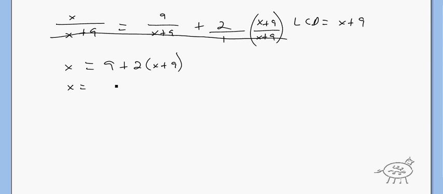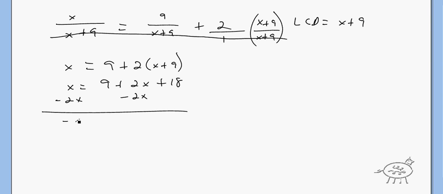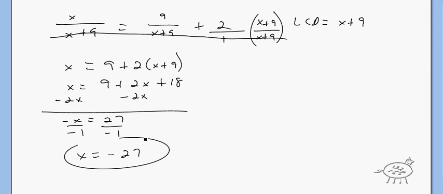So x equals 9 plus 2x plus 18. I'm going to subtract 2x from both sides. I get negative x equals 9 plus 18 is 27. Divided by negative 1. X equals negative 27. That's it. What can't x be?